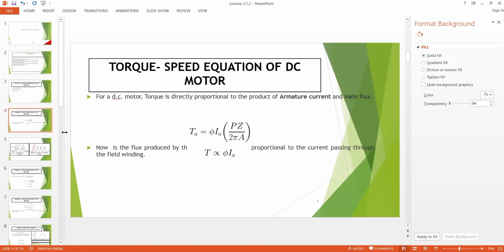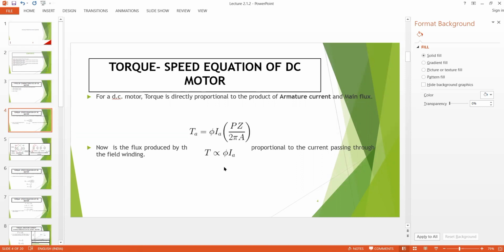For a DC motor, we know very well there's a very important formula. Please note it down. Torque is equal to phi I Z P upon 2 pi A. What is constant in this? A is constant. What is A? A is the number of parallel paths. Z is the number of conductors, and P is the number of poles.